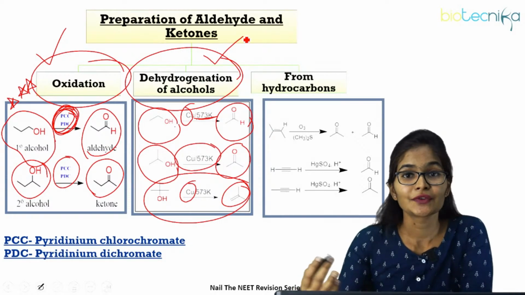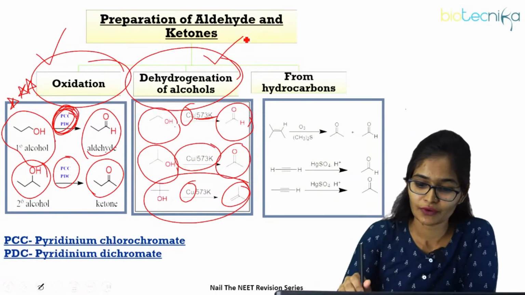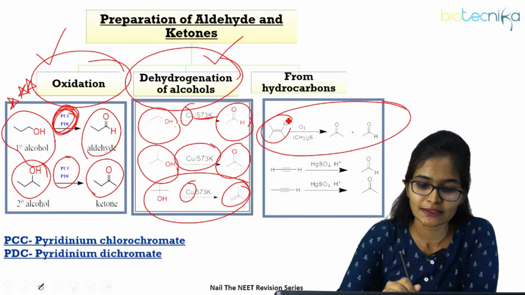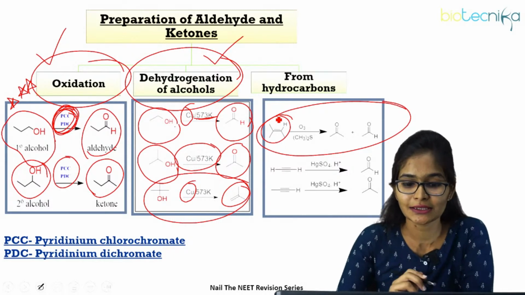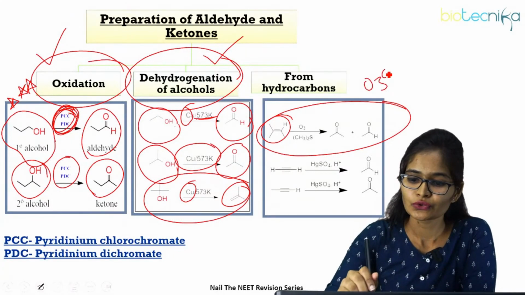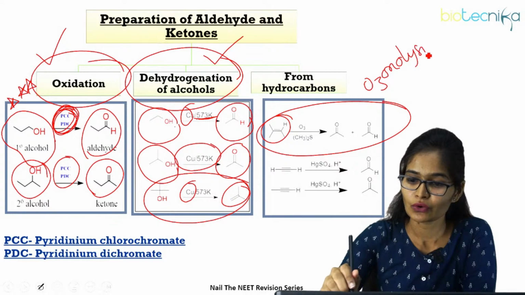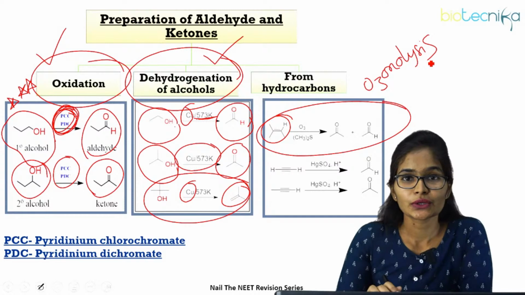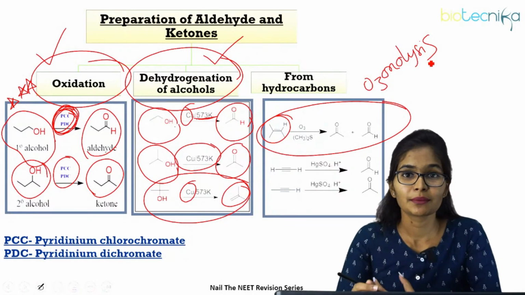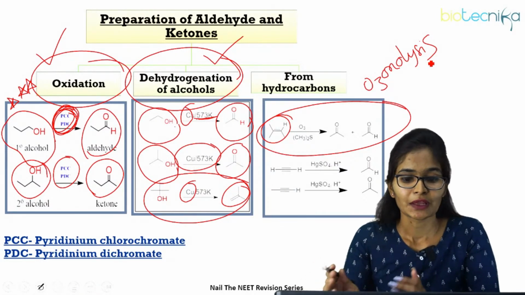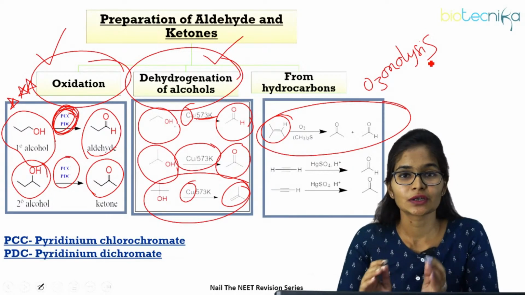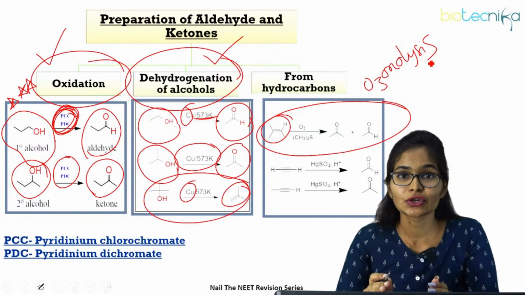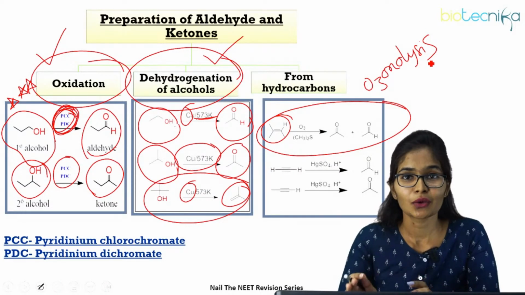Can we prepare aldehyde by any other method? Yes, we can, from hydrocarbons also. From hydrocarbons, as you can see here, this is an alkene. A substituted alkene upon ozonolysis gives a mixture of aldehyde and ketone. The products you get from ozonolysis depend on the alkene you use. Suppose you simply use CH2 double bond CH2, you may get just aldehyde. Suppose you use substituted alkenes, you will get aldehyde along with ketones.